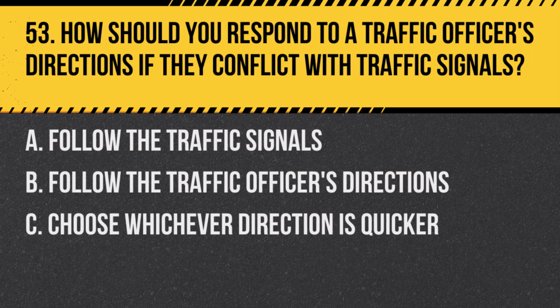Question 53. How should you respond to a traffic officer's directions if they conflict with traffic signals? A. Follow the traffic signals. B. Follow the traffic officer's directions. C. Choose whichever direction is quicker. Answer: B. Follow the traffic officer's directions. Traffic officers' instructions take precedence over signals and signs.